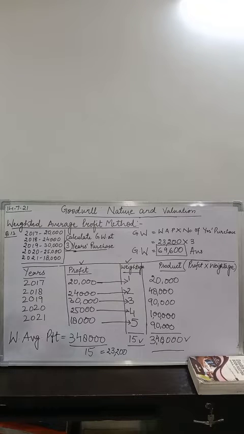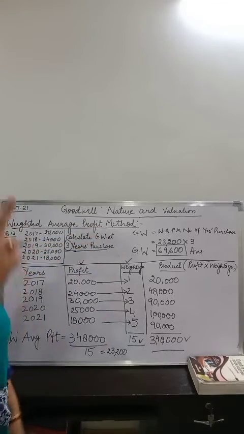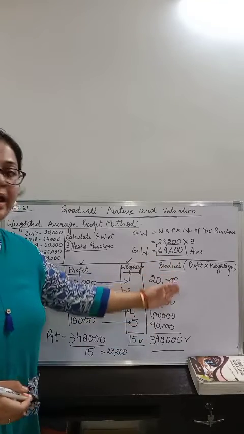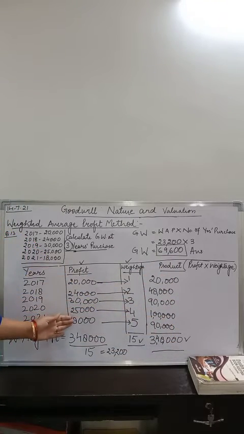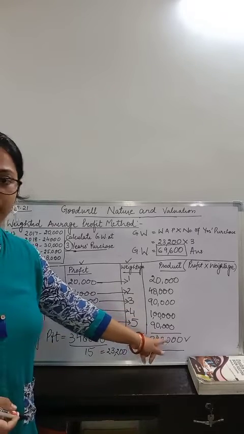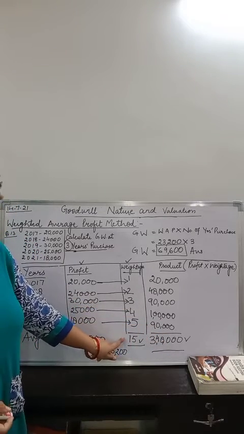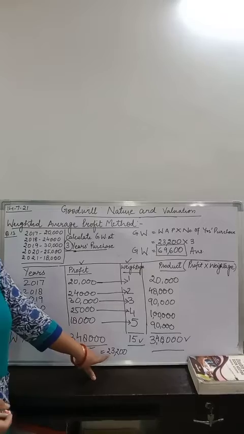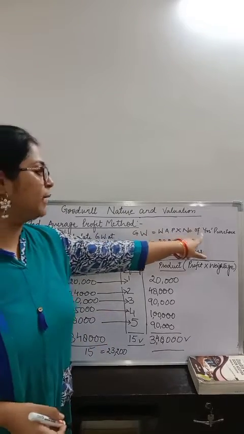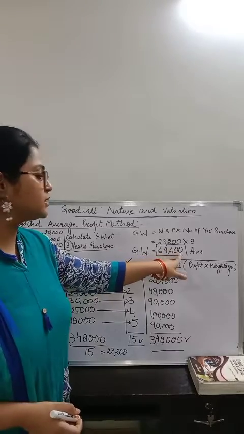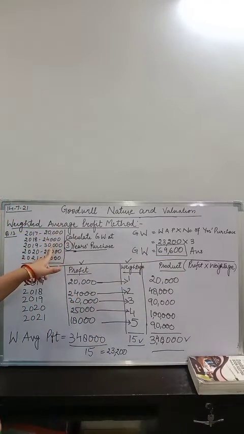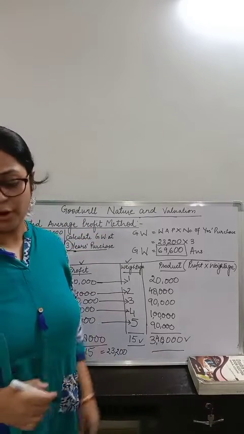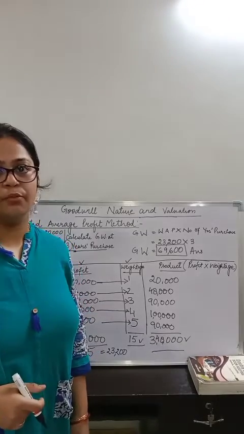I repeat, for the weighted average profit method, we have to add 2 more steps to the simple average profit. We will assign weights and we will calculate the product. Instead of adding these figures together, we will add the products together and divide it with the sum of weights. 1 plus 2 plus 3 plus 4 plus 5, that is 15. We have got the weighted average profit. Now, this weighted average profit multiplied by number of years purchase, this will be 69,600, which is the goodwill of this firm, the amount of goodwill as per the weighted average profit method. I hope you have understood. Let us move to the next question now.